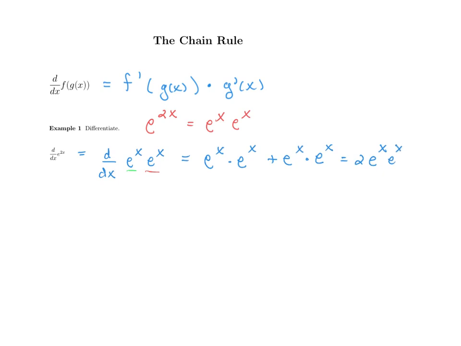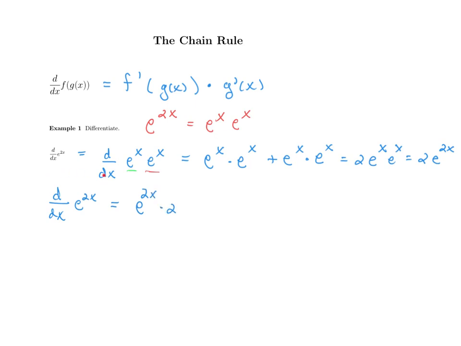So here the derivative is 2e to the x times e to the x. And since e to the x times e to the x is e to the 2x, you can simplify the answer as 2e to the 2x. So here, what is the derivative of e to the 2x? I'm actually going to write this as e to the 2x times 2.